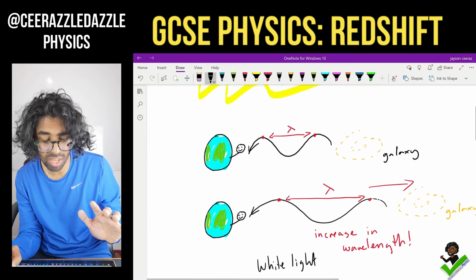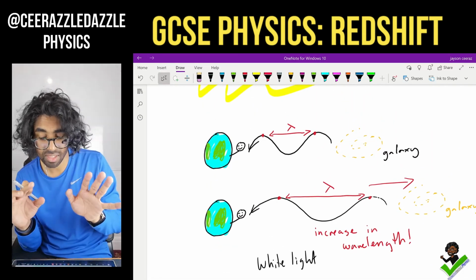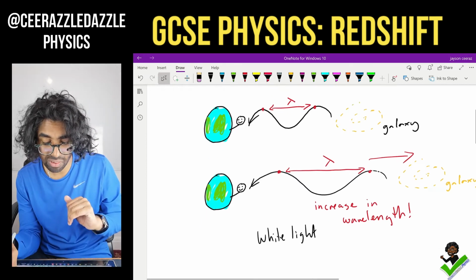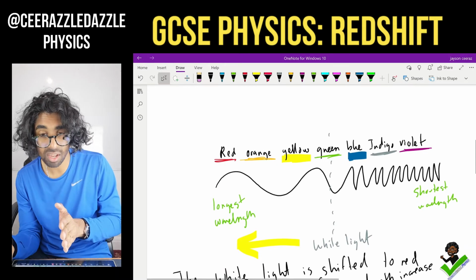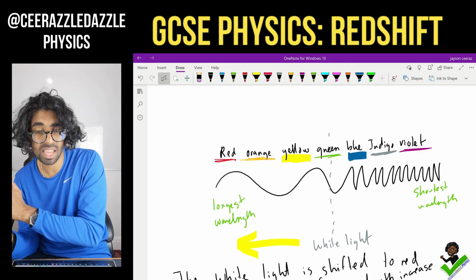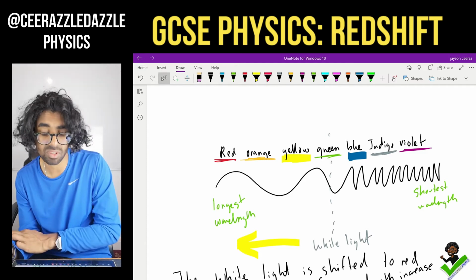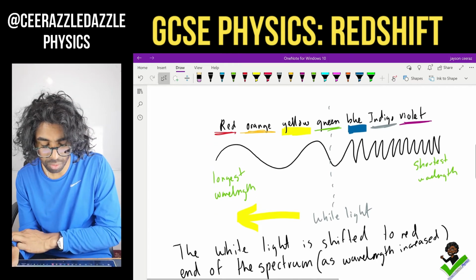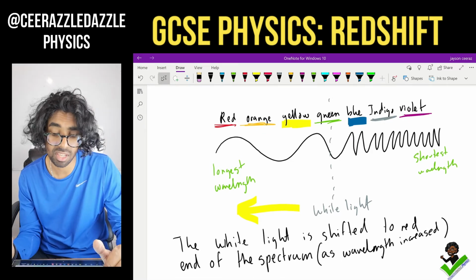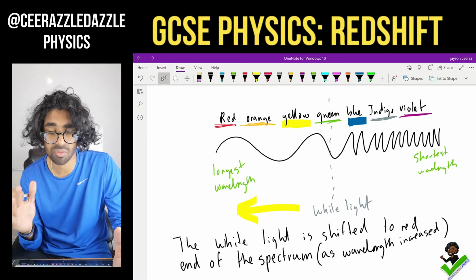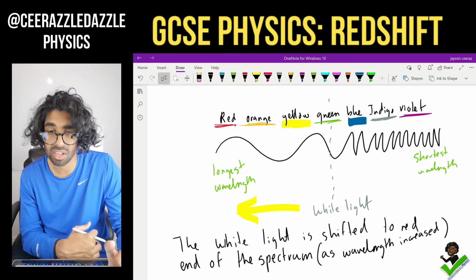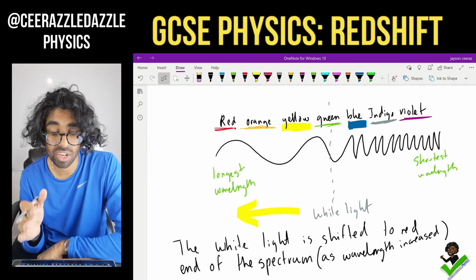Doing that again very slowly. We said at the start we had a galaxy producing light. If the galaxy is moving away from us, the wavelength of the light will increase. If the wavelength of the light increases, for white light, which is bang in the middle, I'm moving to the red end of the spectrum because the wavelength is now longer. And therefore, this shift to the red end of the spectrum is what redshift actually is. So I shift to the red end of the spectrum, therefore it is called redshift. And that's what redshift is, guys.